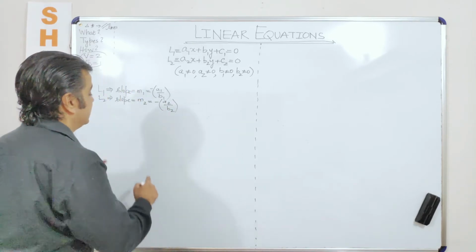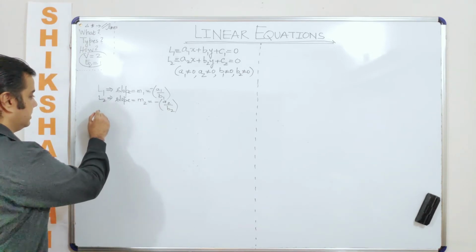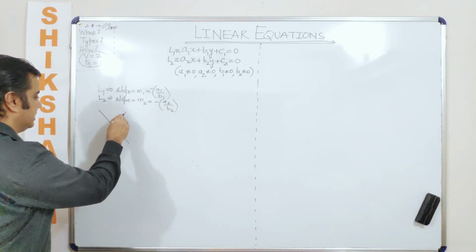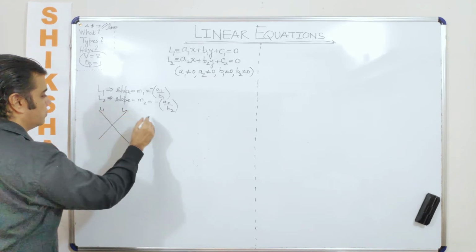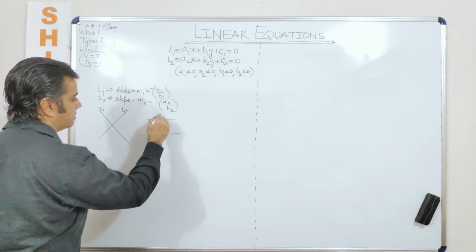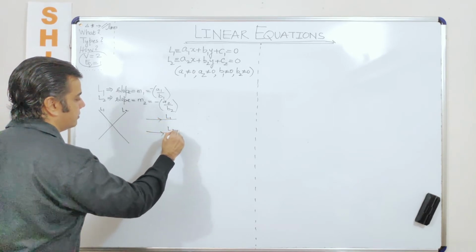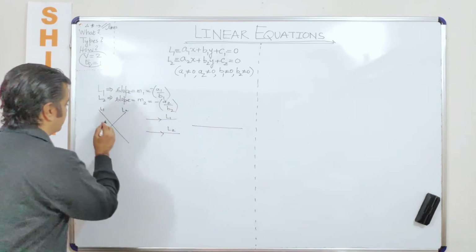Now we are talking about how to find out the solution. First let us understand this graphically. We'll make three cases here. The first case here is, I am taking these two lines like these. So let's say this line is L1 and this line is L2. In the second case, I am taking two parallel lines. Let's say this is L1 and this is L2.